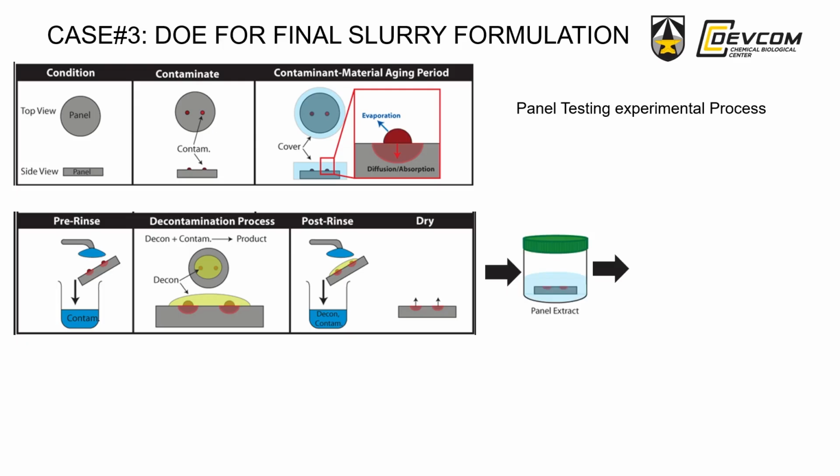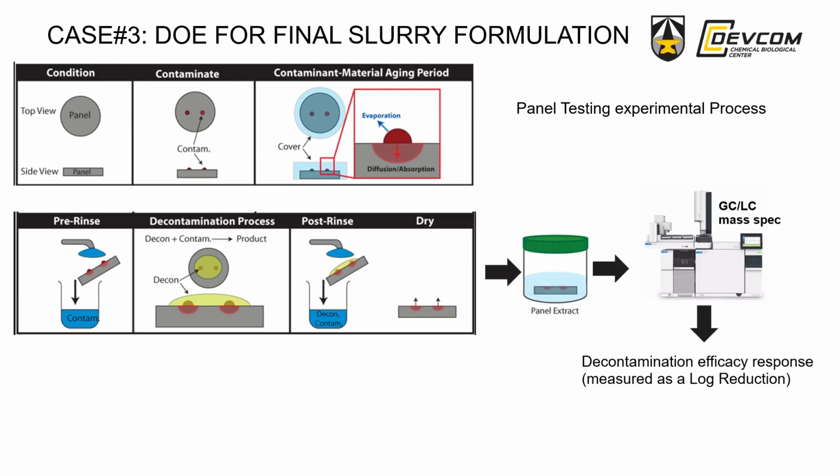It goes into an extraction jar. We pull an aliquot. We go through a GC or LC mass spec, and we see how much agent was left, and we do a log difference reduction. How many log units did we reduce from the original contamination? So samples are expensive. You have to clean the lab up, you have to neutralize, you have to dispose of your materials. It's a slow and tedious process, so obviously DOE is critical here.